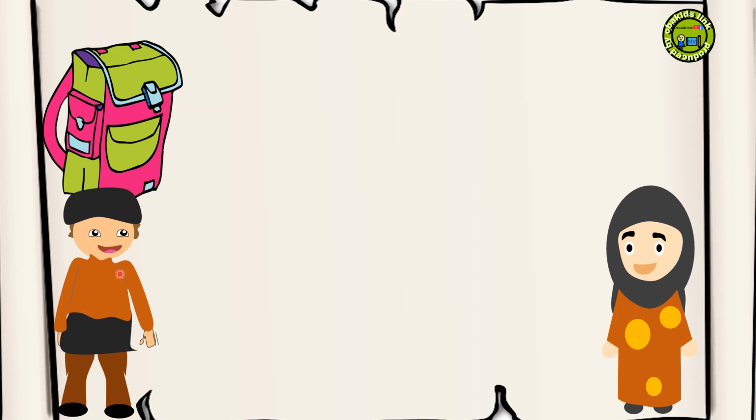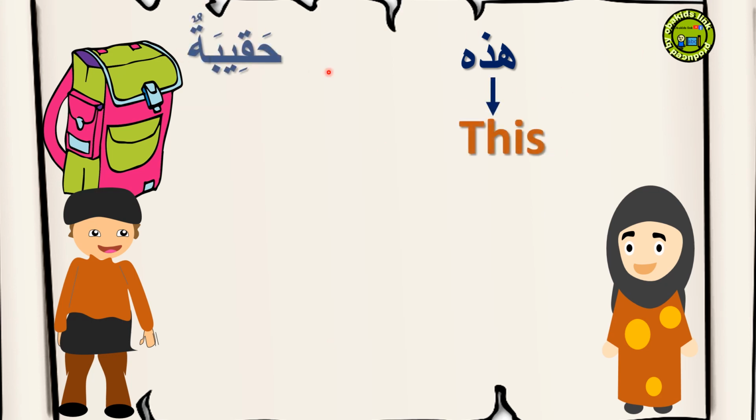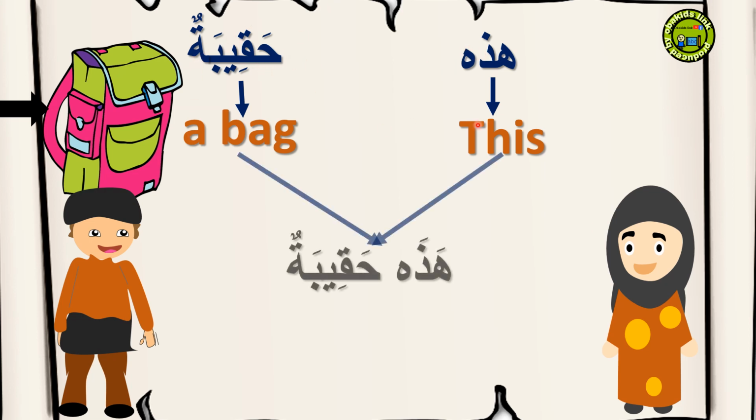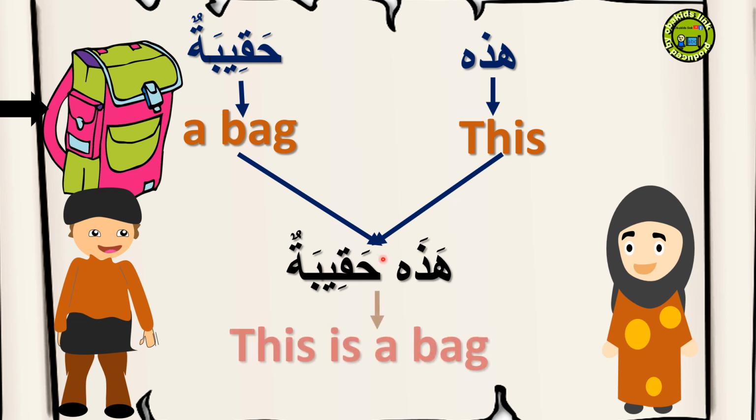This is hazihi. Hazihi means this. This is hakibatun. Hakibatun means a bag. Now if we combine hazihi and hakibatun together, it becomes hazihi hakibatun. Repeat after me. Hazihi hakibatun. Which means this is a bag.